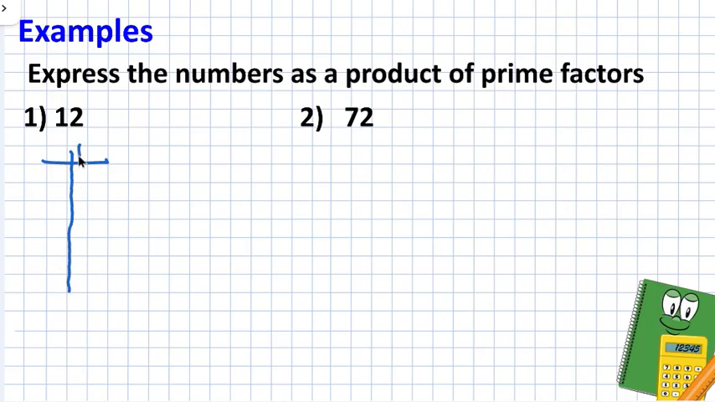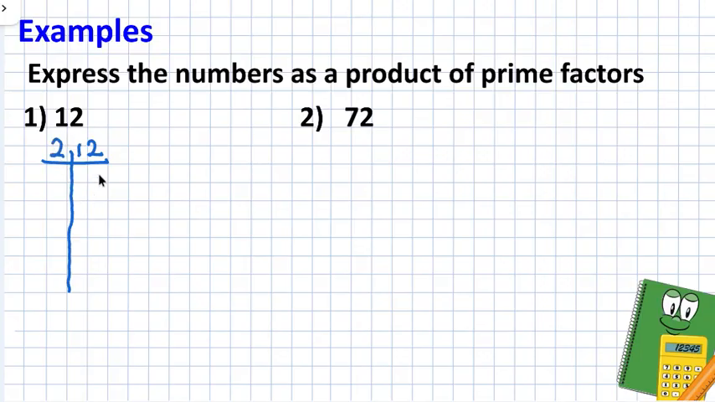So I'll write 12 here. That's the number I want to express. The first thing is you look for a prime number. We have a lot of numbers that can divide 12. 4 can divide 12, 6 can divide 12, but those numbers are not prime numbers. So we need to divide 12 using a prime number, and we are using prime numbers only to divide. So I'm going to use 2. 2 is a prime number.